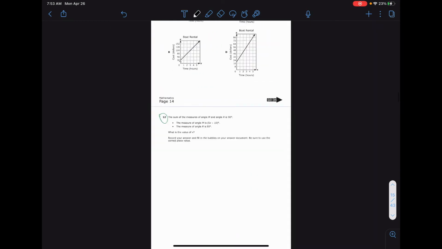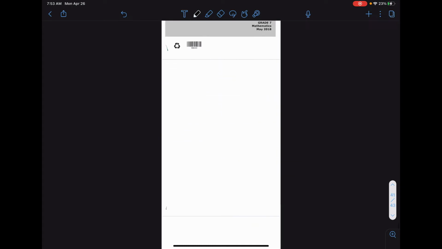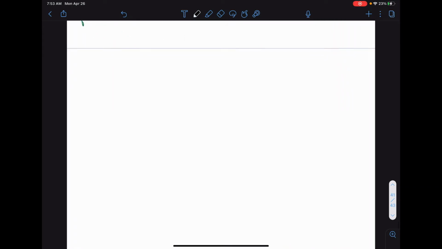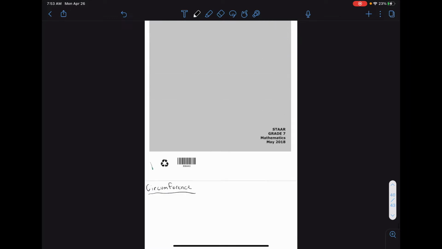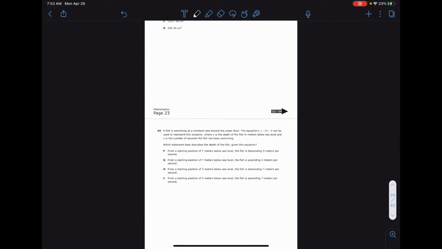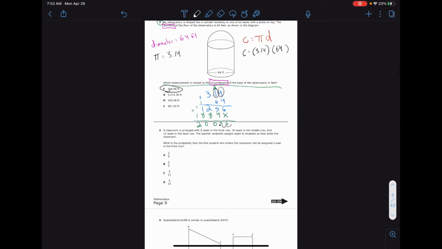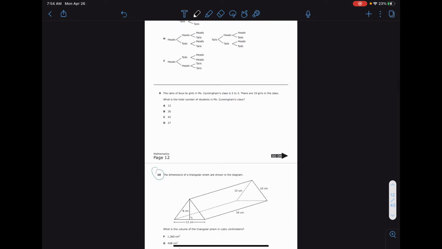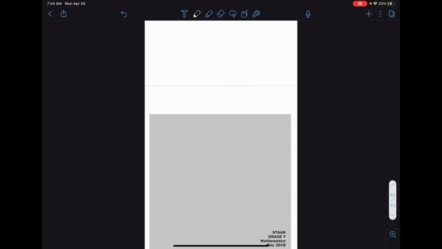Now let's do an example for radius. So here is circumference. I think that's how you spell it. Let's check. Circumference. Yep.